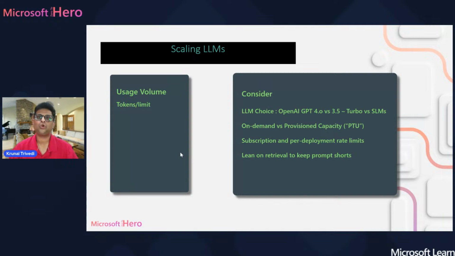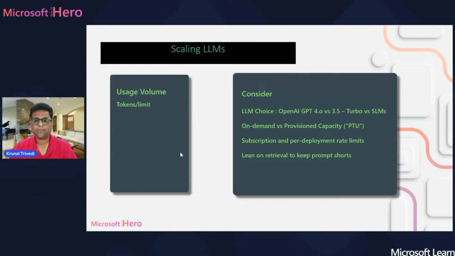We should think about LLM choice, whether you are okay with GPT 4.0 or GPT 3.5. You should go for 3.5 turbo or instruct, or you should go for an SLM. So this all depends upon the token limit. The first thing to consider here is the token limit. Again, you can go for on demand or provisioned capacity, PTU. On demand you scale up the tokens, or you just pay for fixed, provisioned capacity. You also have to think about the subscription and per deployment rate limits for your LLMs. We should also lean on retrieval to keep prompts short. The shorter the prompts, the fewer tokens they consume, and it will help you get a lengthy response. So that is what we should think about first when scaling tokens per limit.